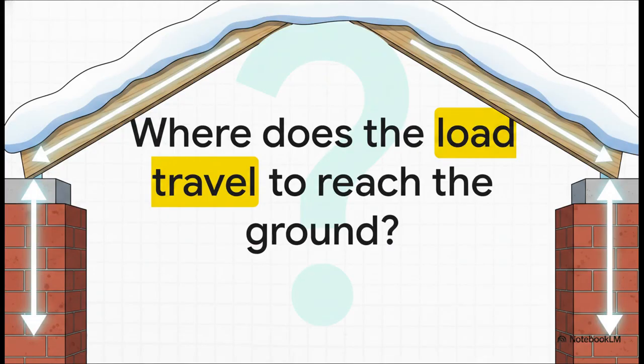Okay, be the detective for a second. I want you to actively analyze this. If that snow is pushing down on the very top of the roof, where does the load travel to safely reach the ground? Give it a think. Yes, it travels down the angled struts, outwards to the corners, and straight down the brick pillars on the sides, which act as the supports holding the whole thing up.